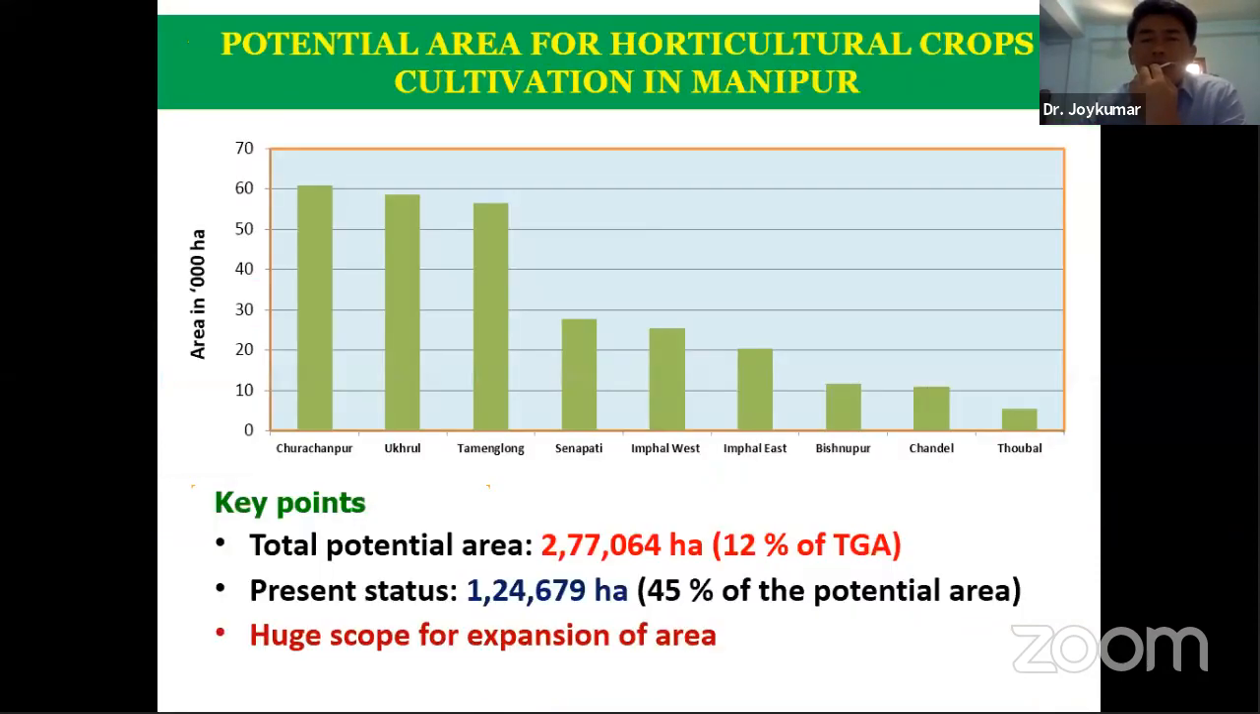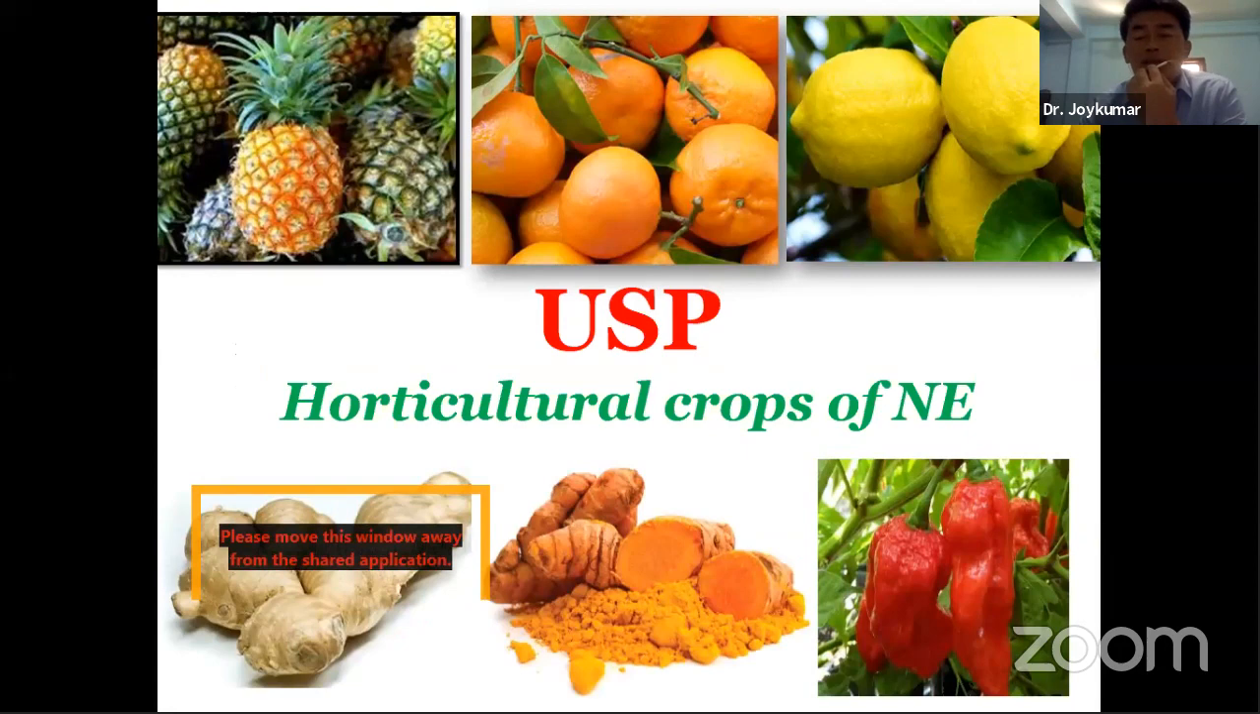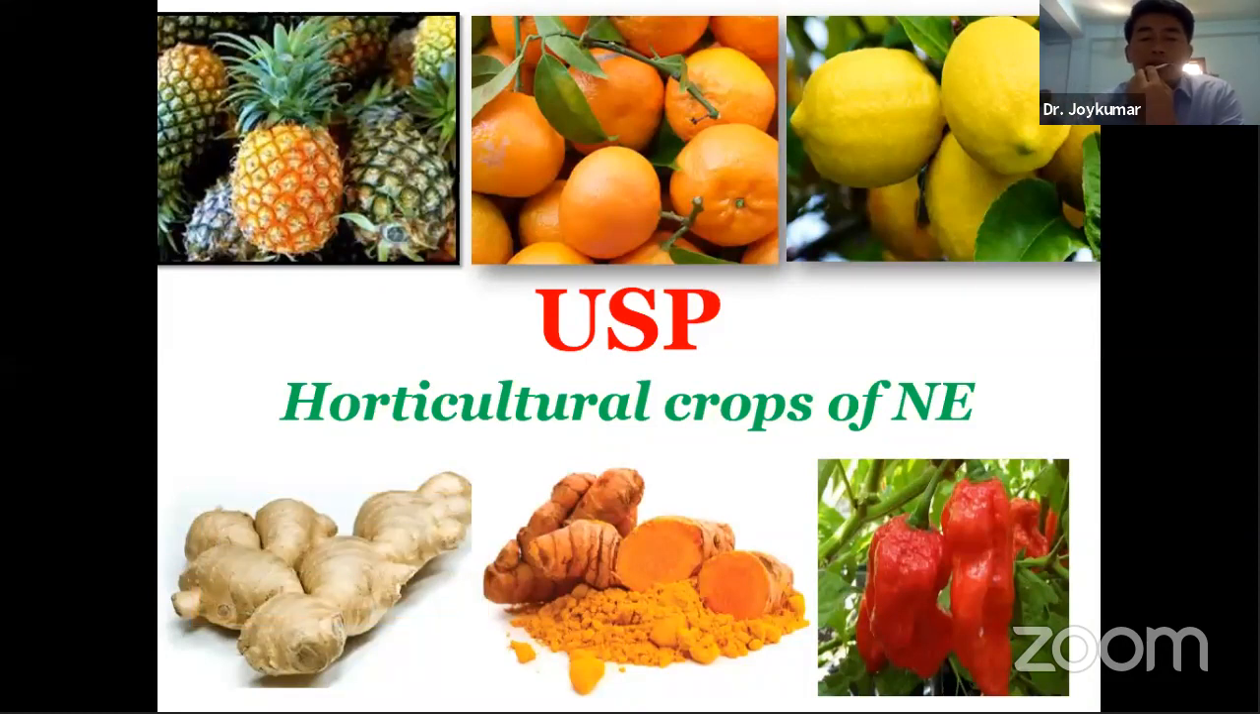In fact, when I was talking about production, we have to produce more and more. We have more than 45% of the potential area to be grown and processed. I will not talk much about this. I'll directly come to how we can develop entrepreneurship. In fact, we have crops which are unique to the northern states, for example pineapple, particularly in Manipur, Tripura, and of course Meghalaya.